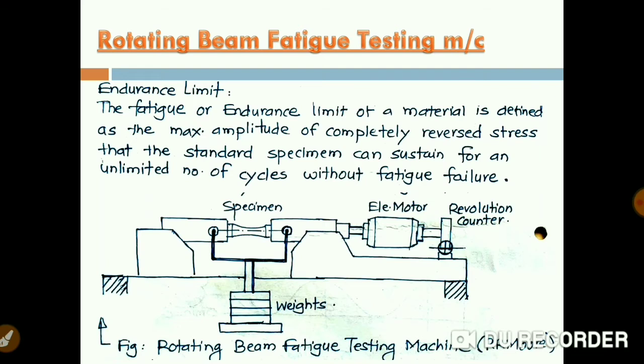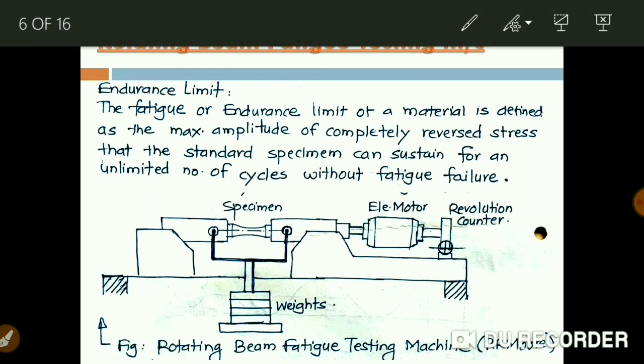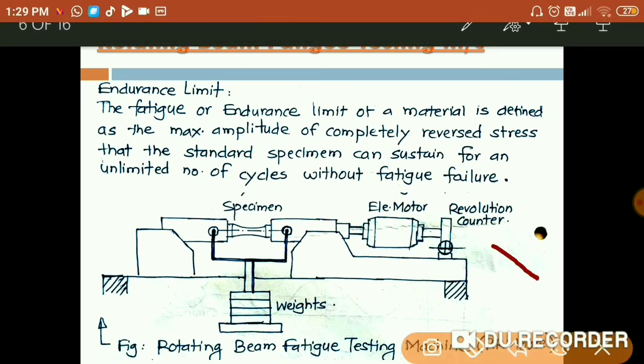The endurance limit is determined by a rotating beam machine in the laboratory. A standard specimen of standard size and polished surface is rotated by an electric motor, and the number of revolutions before the appearance of the first fatigue crack is recorded on the revolution counter. Here you can see there is a revolution counter. This is the specimen and this is the electric motor. The electric motor drives this specimen.